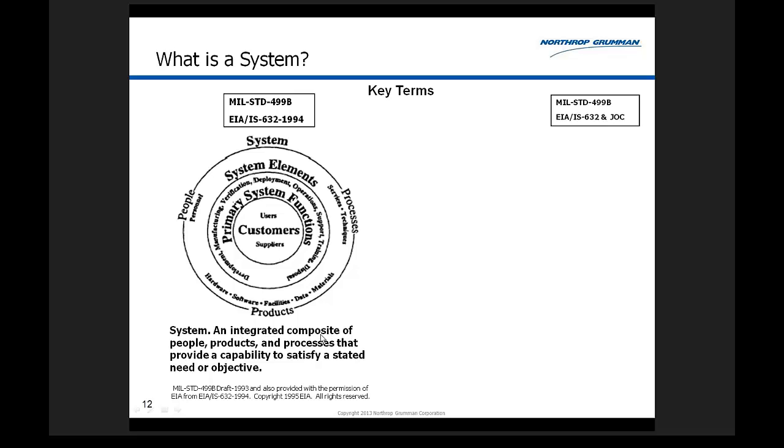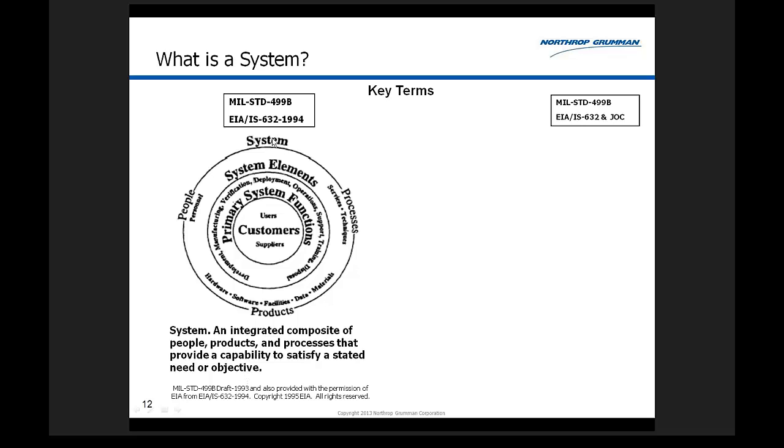Well, it's integrated. And it's a composite of what? The 3 P's: people, products, and processes. Okay. Notice the people are listed first. Yeah. Hey, the persons, the people are part of the system. They're right in the definition. Products are part of the system. That's the hardware and software, and then the processes that build the system and that the operations of the system and the processes and services that it provides are part of the system. So those are the 3 P's. Provide a capability. Well, what's a capability? What's a high-level function, a high-level behavior to satisfy a stated need or objective of the user, usually the warfighter or whoever, the homemaker or whoever.